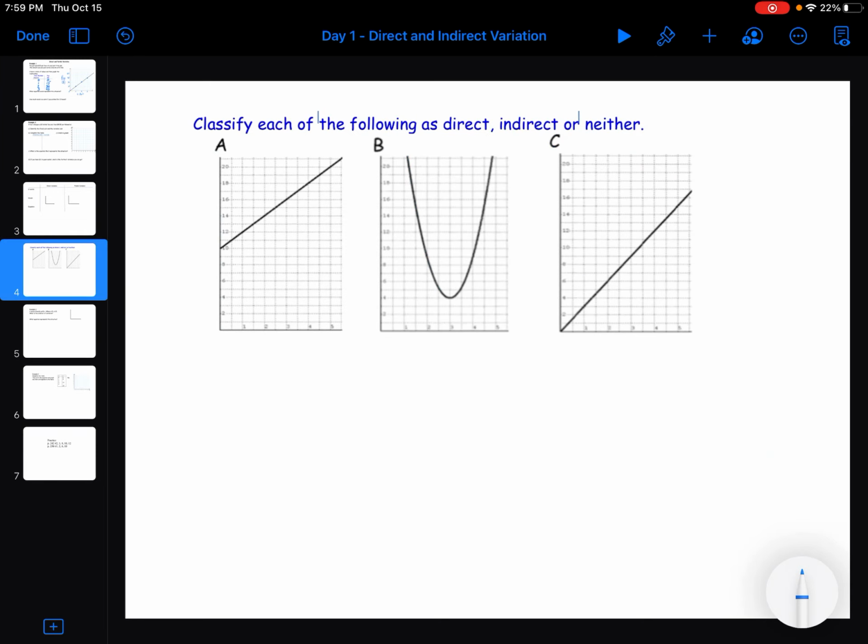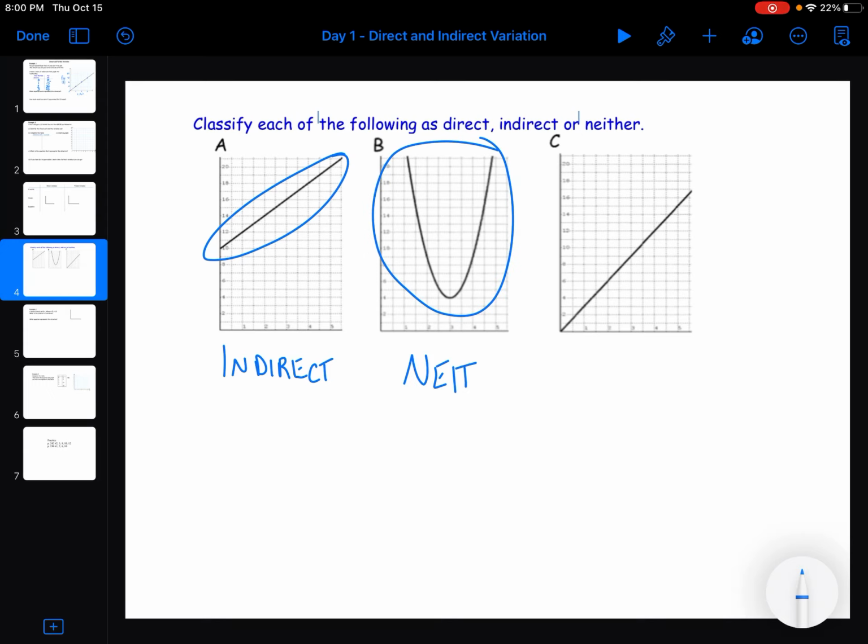So looking at these, classify each of the following as direct, indirect, or neither. Well, we have to look: do they start at 0? So this first one, does it start at 0? No, so that's indirect. It's a straight line, it doesn't start at 0. The middle one doesn't really start anywhere. It's not a straight line. It doesn't have a direct or indirect, so that's neither. Okay, we can't see the value. This one starts at (0, 0), so that's direct.